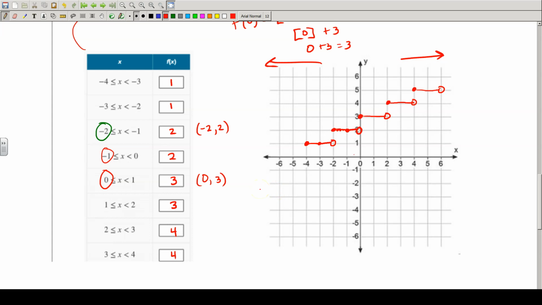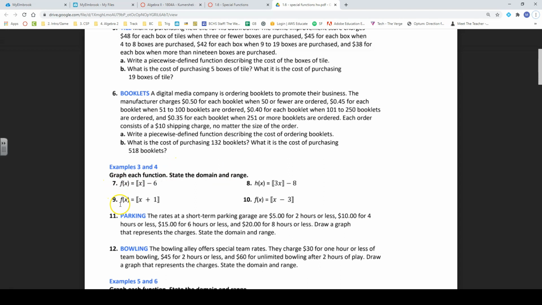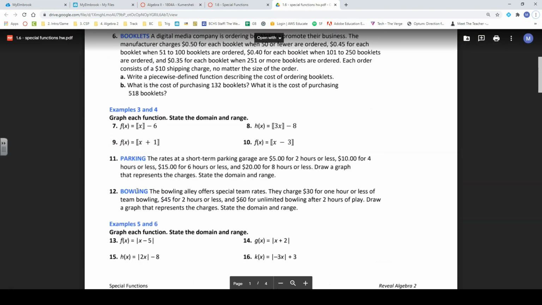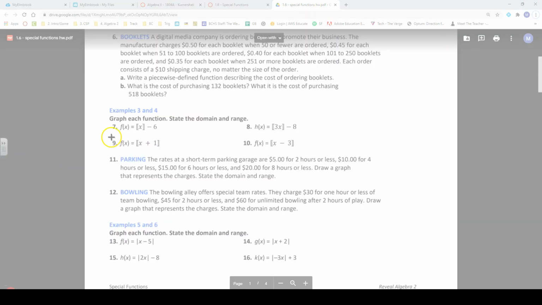Just to make sure we have it, I will do one from the homework. If you look at the homework, numbers 7 and 9 are all greatest integer functions. So let's just do one of those, or one of these down here. All right, why don't we try number 9?